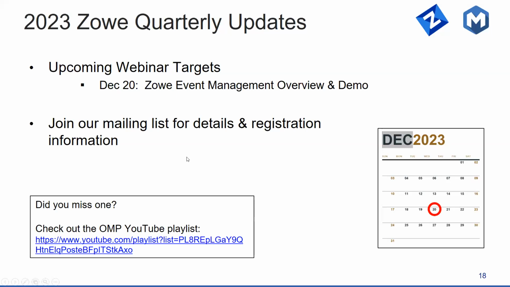And then finally, we have continued to present quarterly updates every quarter since October of 2020. Our next quarterly update is tentatively planned for December 20th. It is the holiday season. Hopefully you'll be around and you'll want to take a break and learn about what we have tentatively planned here called Zowe Event Management. We'll give you an overview of what we're talking about there, what we mean by event management, and with a demonstration of what that might look like for all of you. So please join our mailing list. We'll keep you informed on that next planned quarterly update.